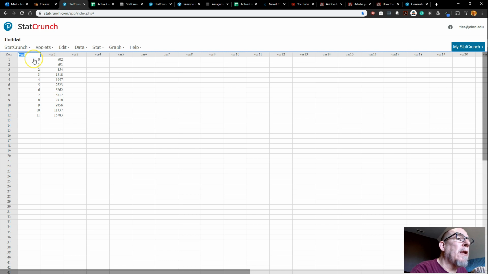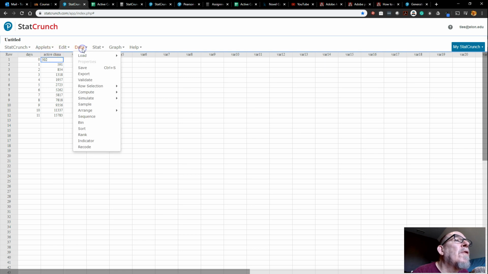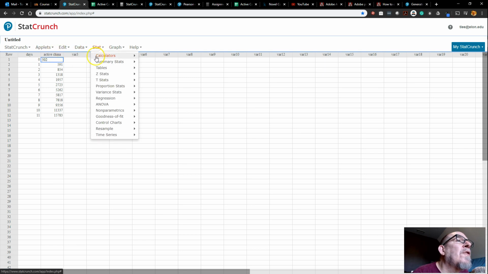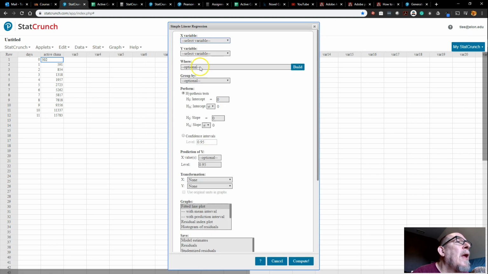I'm going to put in days as our first variable and active China as our second variable. Now, here's what I want to do. We can do a scatter plot of this, but I want to do a scatter plot and put a linear regression in. So we go to Stats, Regression, Simple Linear. Our explanatory variable will be days, and our response variable, our y variable, will be active China. And we compute.